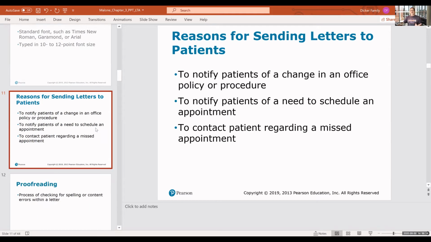What are some of the reasons for sending letters to patients? Well, it may be sending it for change in office hours, maybe a change in some other policy like a no-show fee policy or some kind of payment policy. Could be to notify them of a scheduled appointment. It could be to notify them of a skipped appointment or a missed appointment, or that they have an outstanding bill with the office. Most of these things require a business letter.